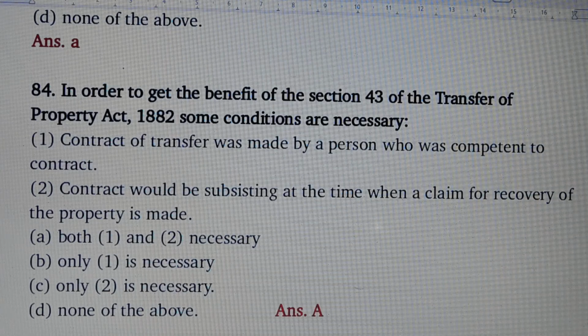Question number 84. In order to get the benefit of section 43 of the Transfer of Property Act, some conditions are necessary. Condition number 1, contract of transfer was made by a person who was competent to contract. Number 2, contract would be subsisting at the time when a claim for recovery of the property is made. Answer is option number A, both condition 1 and 2 are necessary.